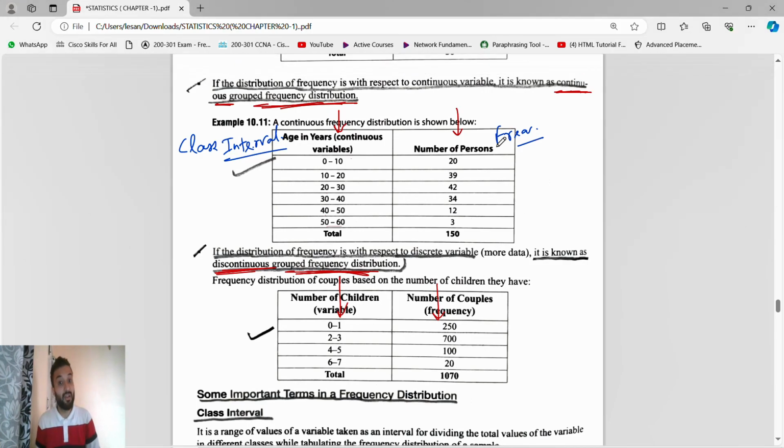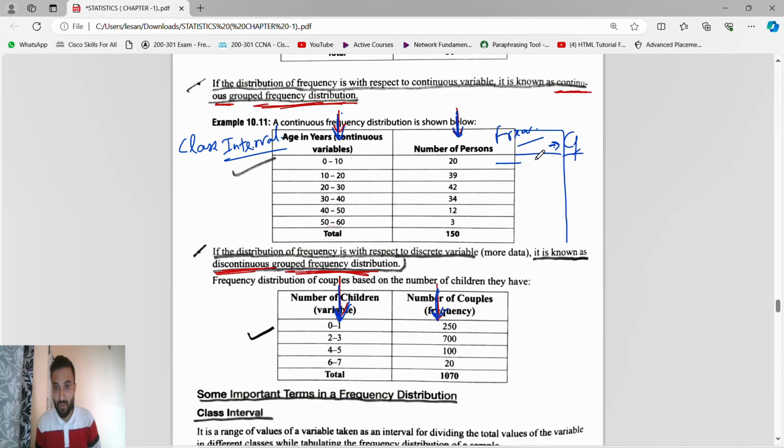The first column indicates the class interval. The second column indicates the frequency. And I will make one more, a third column, CF. CF means cumulative frequency. Cumulative frequency means successive adding of the frequency.